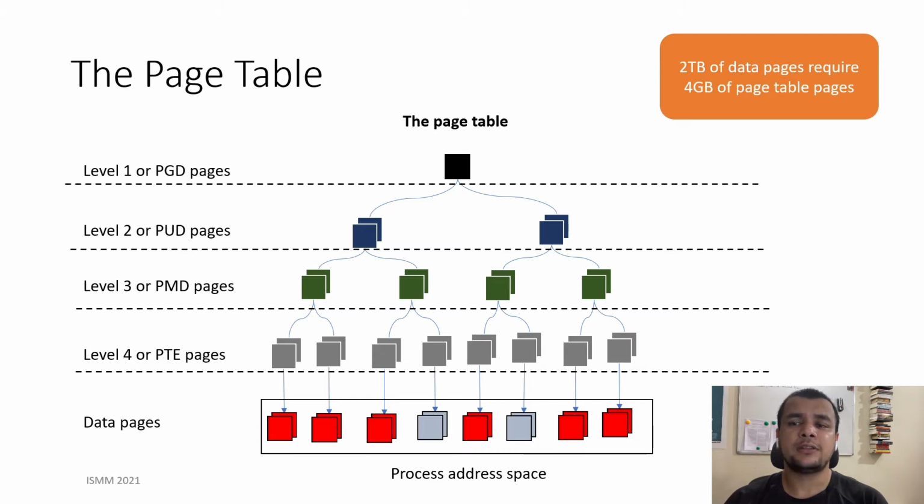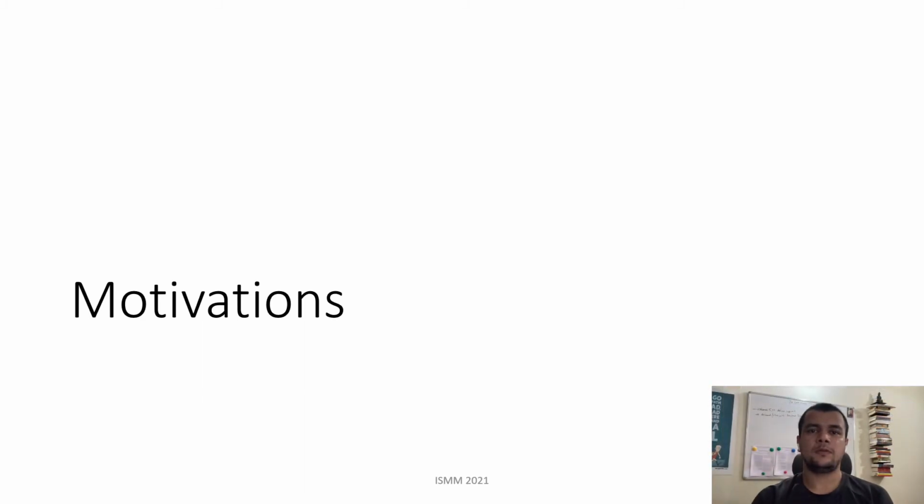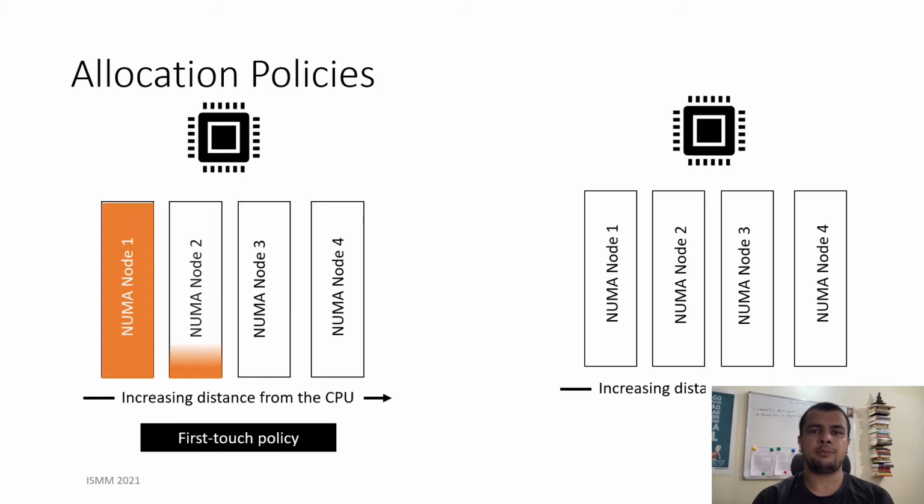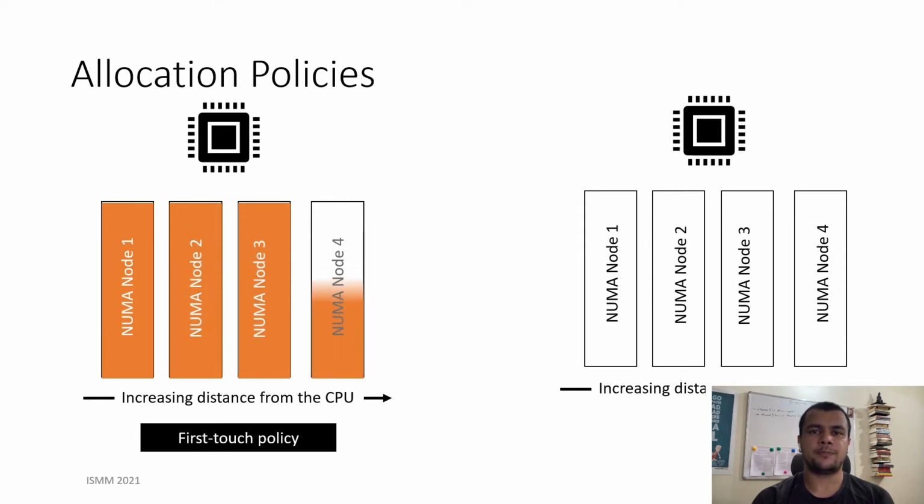Now, we will discuss the motivation for the paper. First, we will discuss two kernel memory allocation policies. The first one is called a first touch policy. In this case, a CPU will prefer to allocate on a NUMA node which is closest to itself. This ensures a quick access to data. However, as Optane shows up as a CPU-less NUMA node, it is always remote to a CPU, and hence a CPU will prefer first to allocate on DRAM, then if required on Optane.